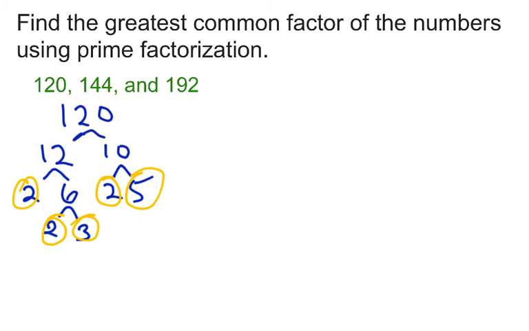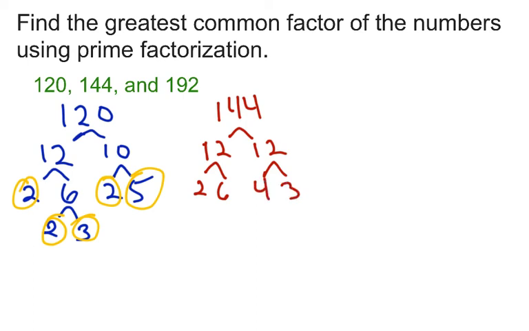Now let's look at 144. Well, hopefully you know that 12 times 12 is 144. 12 can be broken down into, again, 2 times 6. Also can be broken down into 4 times 3. And I'm just showing you it this way to show you the different ways of breaking down the numbers and still getting the correct answer. So I can break 6 into 2 times 3, 4 into 2 times 2. And now I have all my prime numbers for 144.